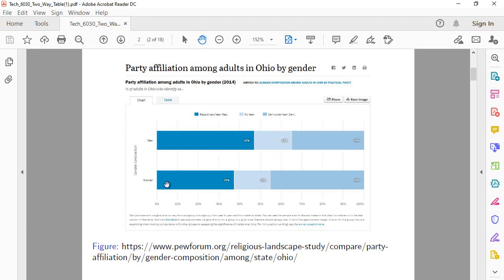And the result for women was kind of the opposite. That is, 37% of women preferred the Republican Party, compared to 45% of women who preferred the Democratic Party, and about 18% of women didn't prefer or didn't lean toward any of the two parties.